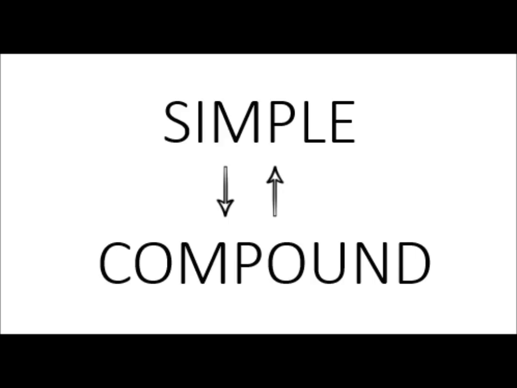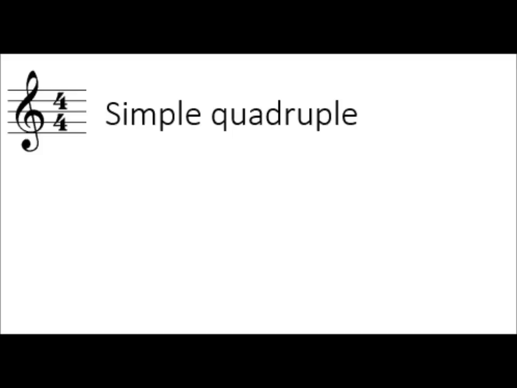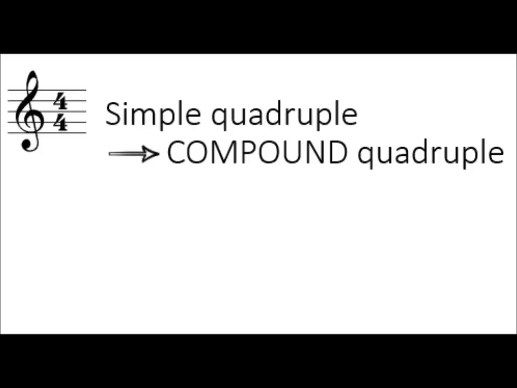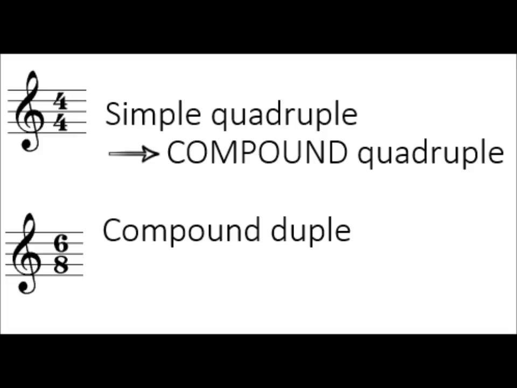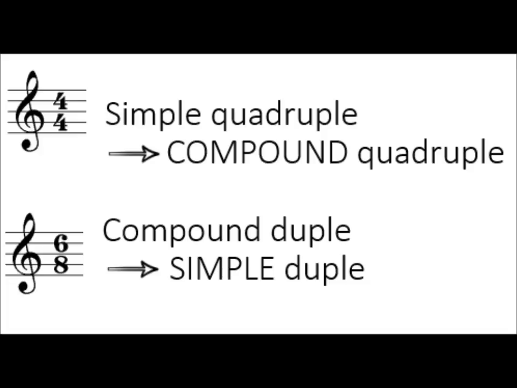Usually in the Grade 5 theory exam, you have to change a rhythm from simple time to compound time, or vice versa. So for example, the time signature 4/4, which is simple quadruple time, has to change to compound quadruple time. Or let's take 6/8, which is compound duple time. 6/8 needs to be changed to simple duple time.